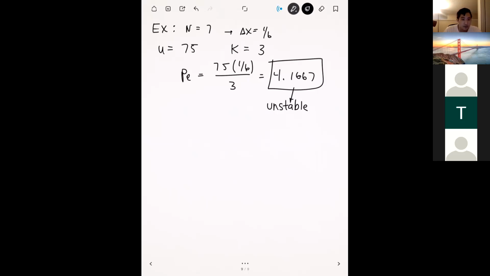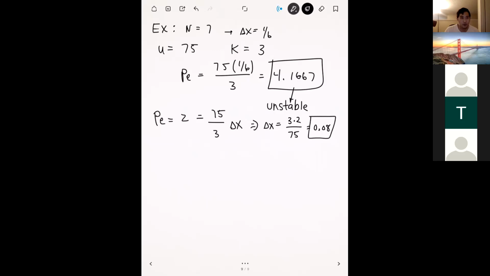And so you can actually compute what grid spacing you need, because we know that the Peclet number has to equal 2. From this, we can compute the grid spacing that we need. All I'm doing is using that same formula, but making delta x the unknown. And so we can see that delta x is equal to 3 times 2 divided by 75, and this is 0.08.